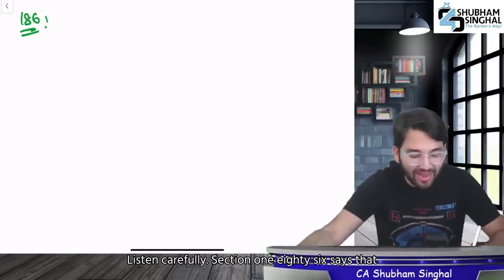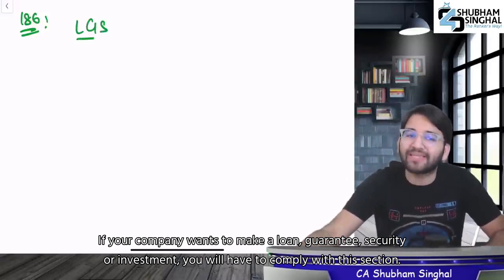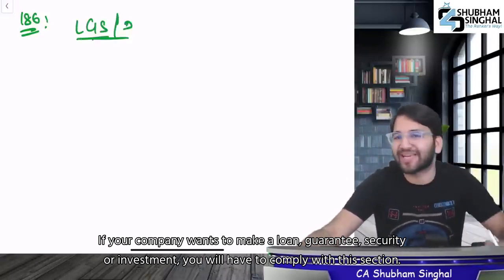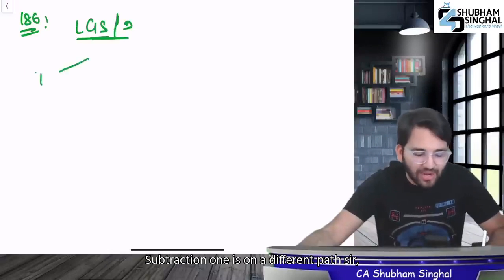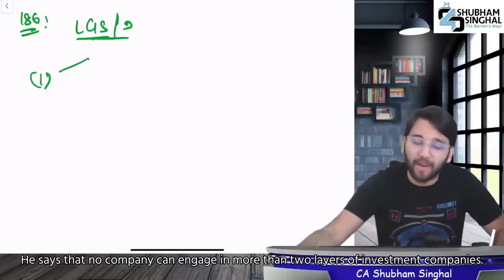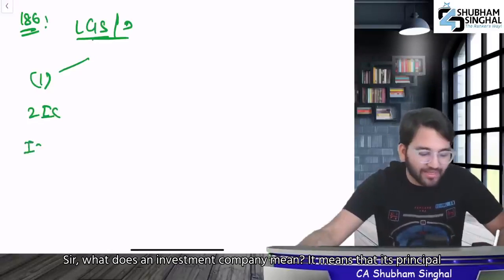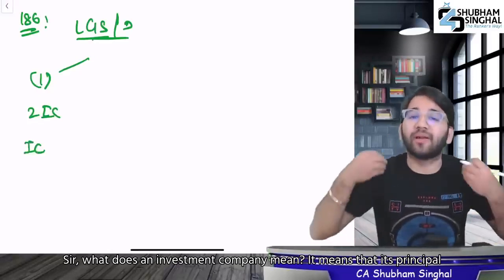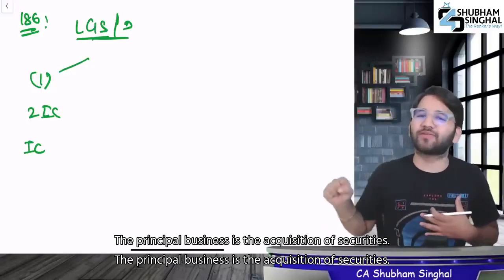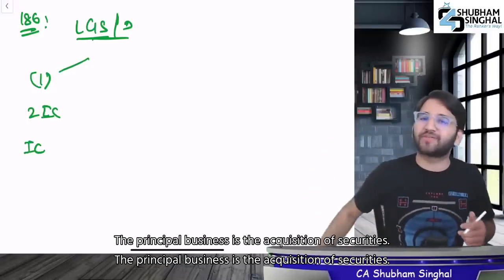Section 186 says that if your company wants to give a loan, guarantee, security, or make an investment, you will have to comply with this section. Sub-section 1 is a different part. It says that no company can engage in more than 2 layers of investment companies. What does investment company mean? A company whose principal business is the acquisition of securities. I hope this is clear.